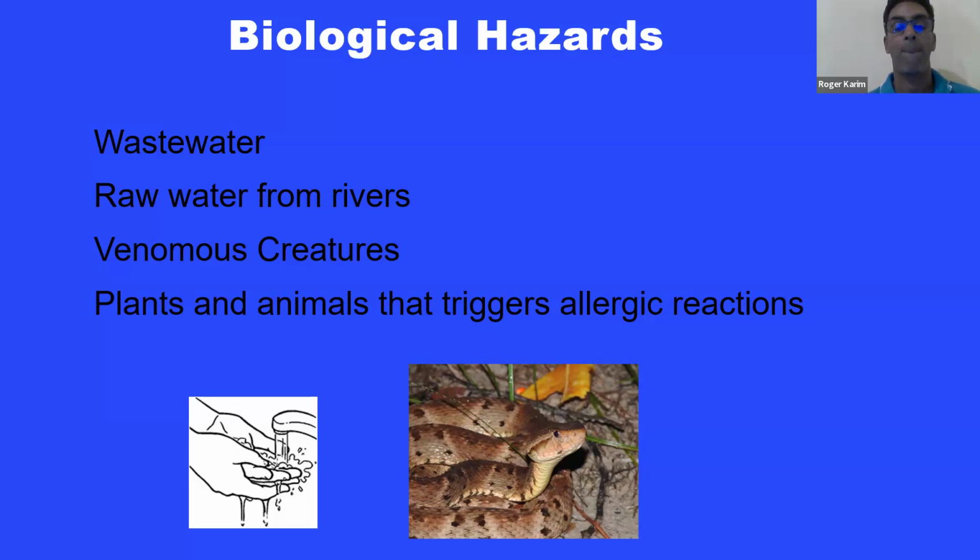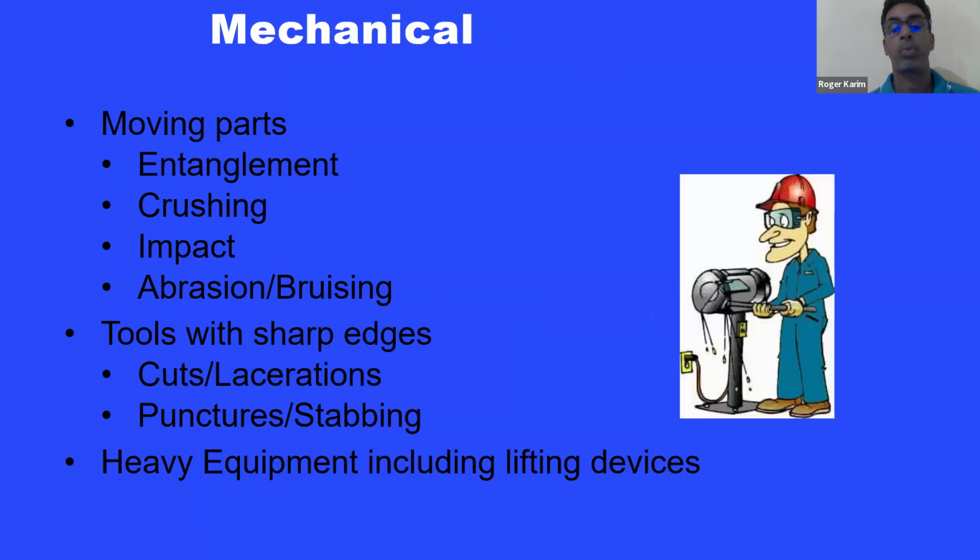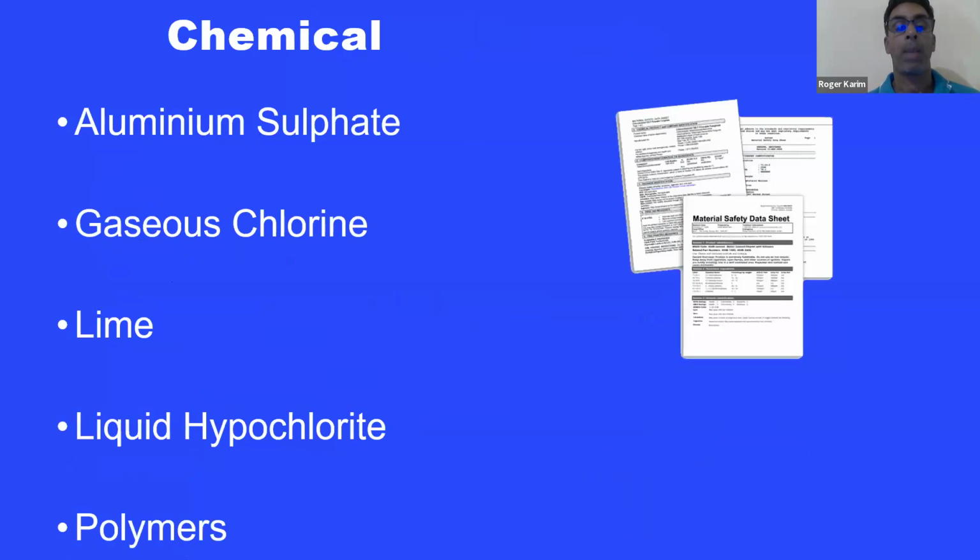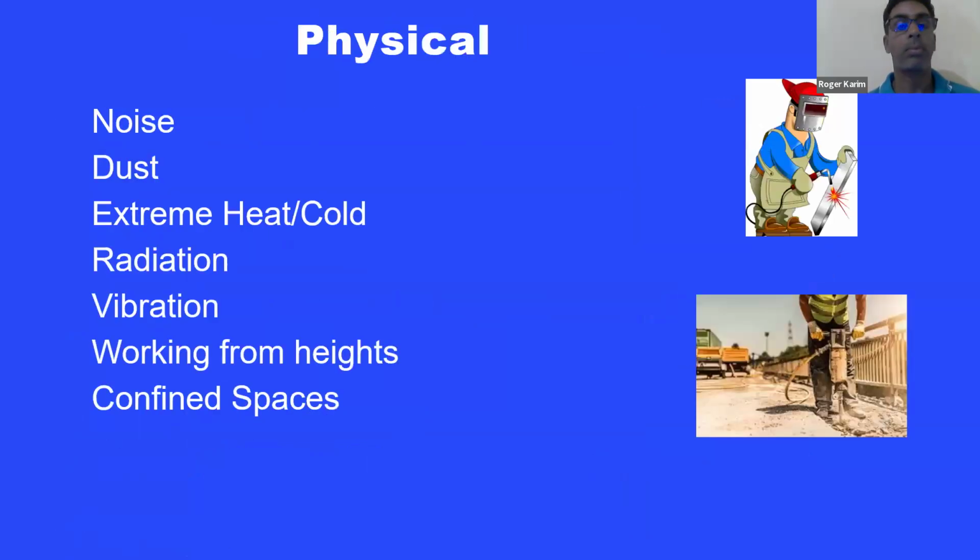Mechanical. Moving parts, we talk about entanglement, crushing, impact, abrasions, bruising, tools with sharp edges, cuts, lacerations, punctures, stabbing, being struck by heavy equipment, and so forth. Chemicals, we spoke about chemicals. Physical hazards, noise, dust, extreme heat.